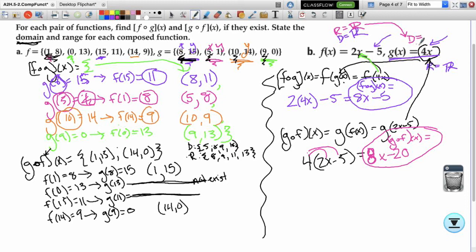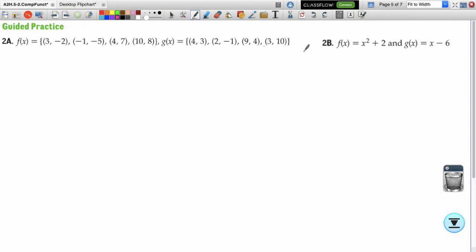So does my domain here include all reals? Well, yeah, this was a line also, okay? So since all reals fits into all reals, we're good to go, all right? This one also is a composition. It works perfect. Here are a couple additional problems. If you want to give those a go, you can. Feel free to pause the video.